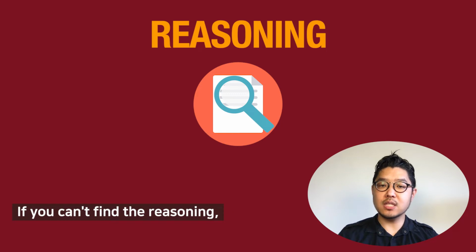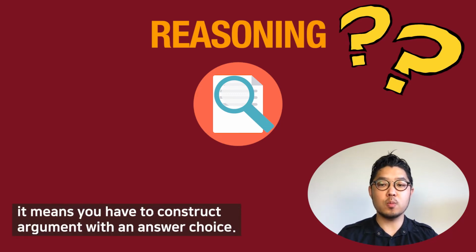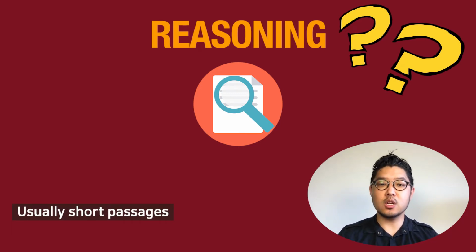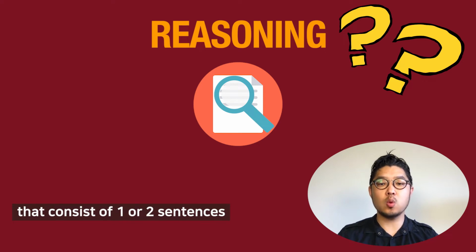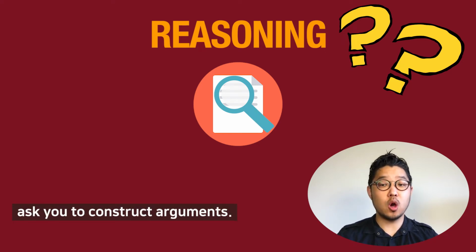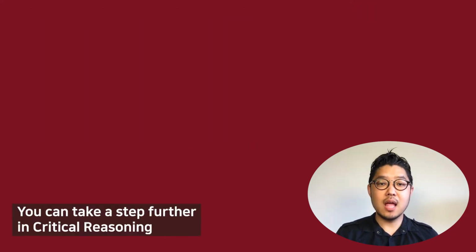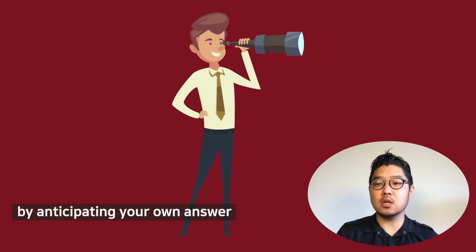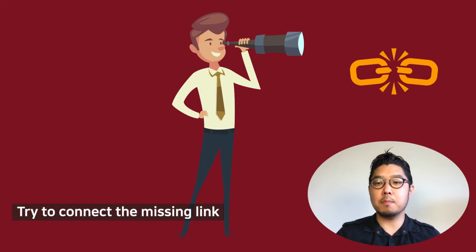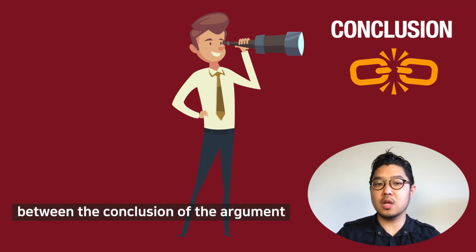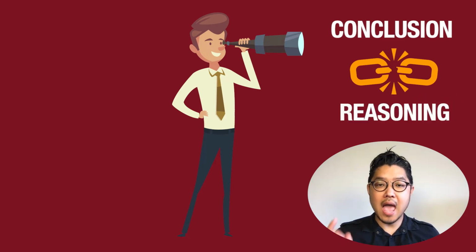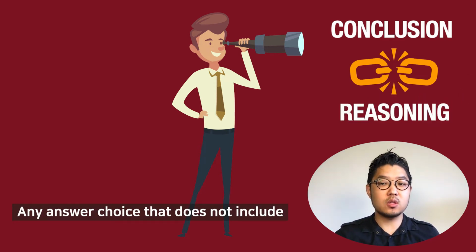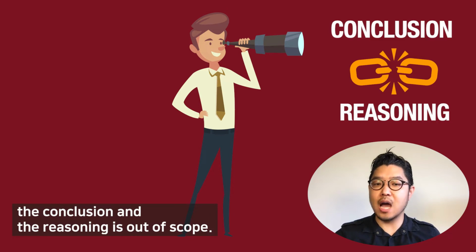If you can't find the reasoning, it means you have to construct an argument with an answer choice. Usually, short passages that consist of 1 or 2 sentences ask you to construct an argument. You can take a step further in critical reasoning by anticipating your own answer before reading the answer choices. Try to connect the missing link between the conclusion of the argument and the reasoning behind it. Any answer choice that does not include the conclusion and the reasoning is out of scope.